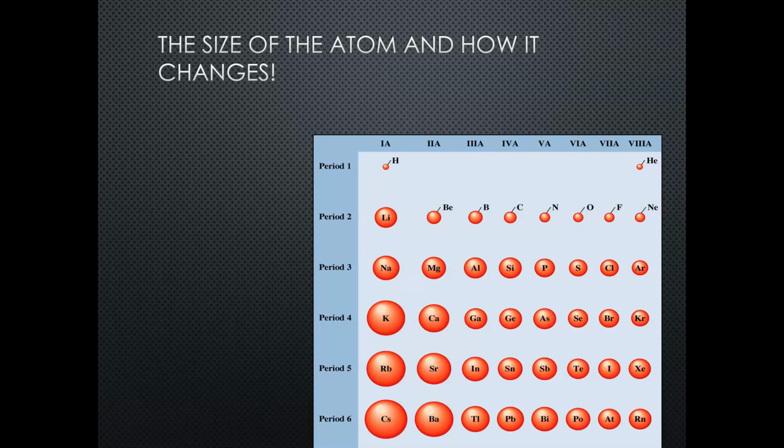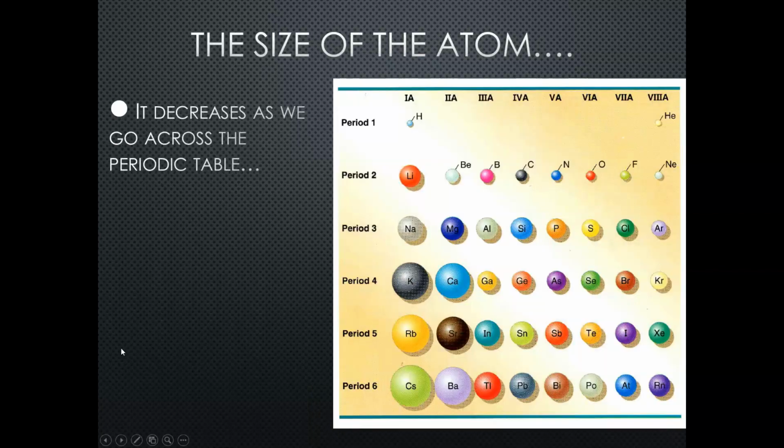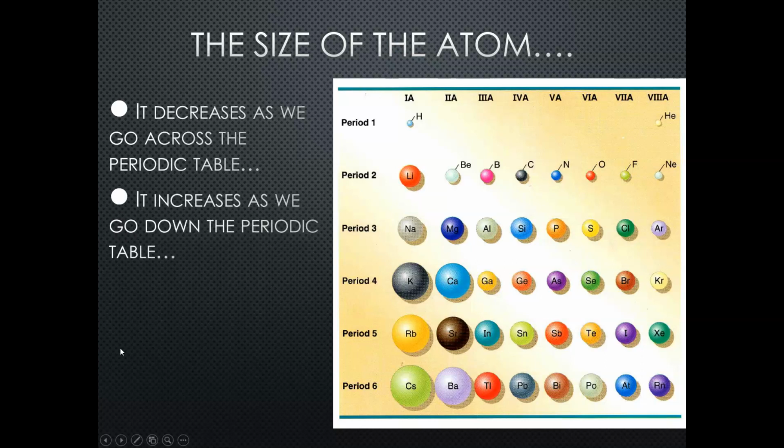Okay, so let's talk about the behavior of the elements in the periodic table. We're going to start with atom sizes. If we look as we go farther to the right in those periods, what we notice is that the size is going to decrease as we go across. However, the size of the atom is increasing as we go down. And the question becomes, why?